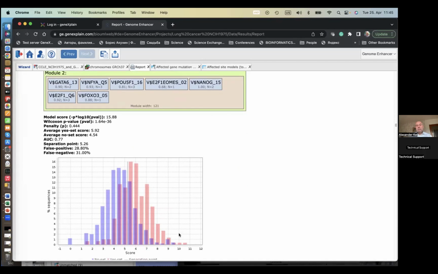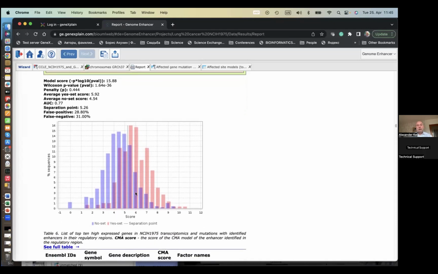And on this histogram, you see a clear distribution, the discrimination between red bars and blue bars. It's not the best, so sometimes, and very often, you can see much better discrimination, but in this case it's significant. You see a lot of noise there still, but nevertheless its AUC is 0.77, so it's higher than random.